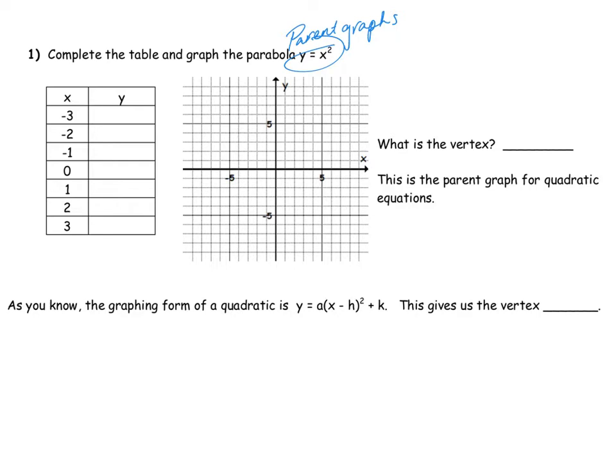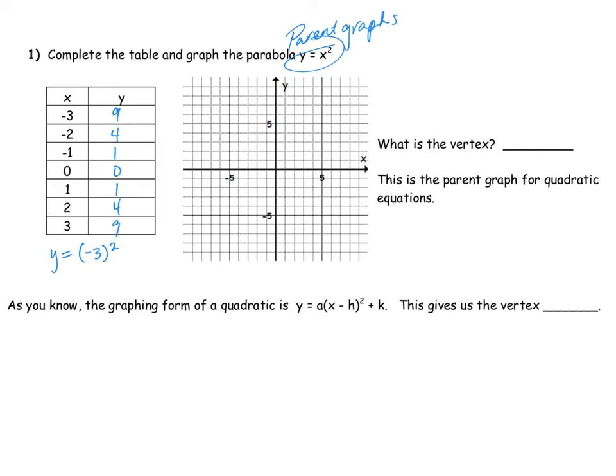With any graph, we can put in a number and evaluate to get the y value. So if I have y equals x squared, I'll put y equals -3 squared, that's going to give me 9. Y equals -2 squared, that's going to give me 4. Remember, a negative squared is always going to give you a positive. -1 squared is going to give me 1, 0 squared will give me 0, 1 squared will give me 1, 2 squared will give me 4, and 3 squared will give me 9.